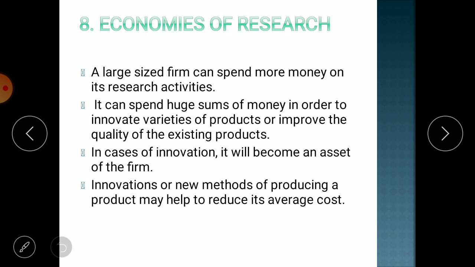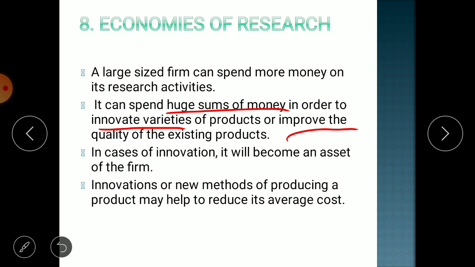They can spend huge amount of money. They can innovate the product. They can do varieties of product, and they can improve their present product as well. In case of innovation, it will become an asset of the firm. If a big firm is doing research and developmental activities, and suppose they are innovating a new form, they can take patent of the product.